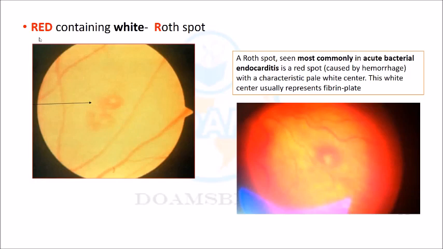Just try to remember, it can be helpful for you. Red containing white. R for Roth, so red surrounding white. It may be positive in other inflammatory diseases also, such as tuberculosis, sarcoidosis, many. But very commonly, Roth spot is diagnostic of infective endocarditis.